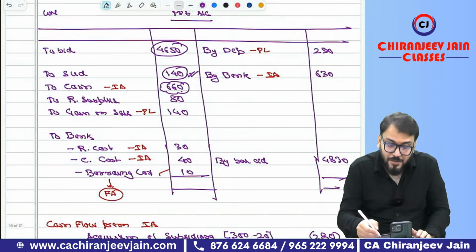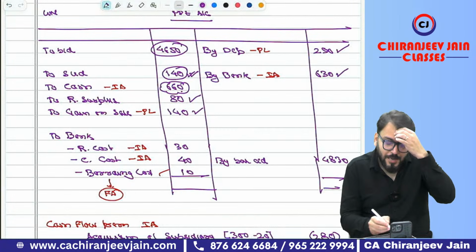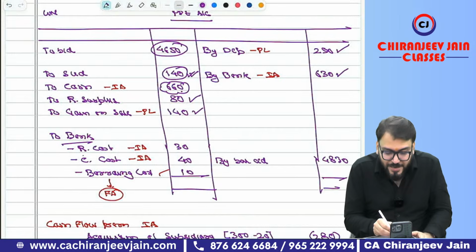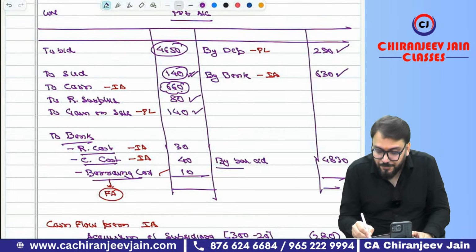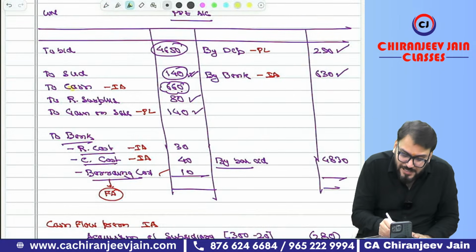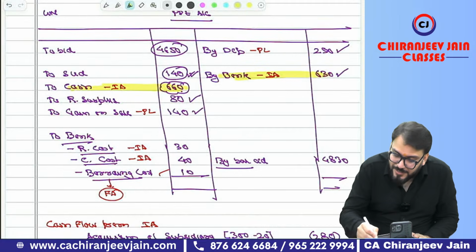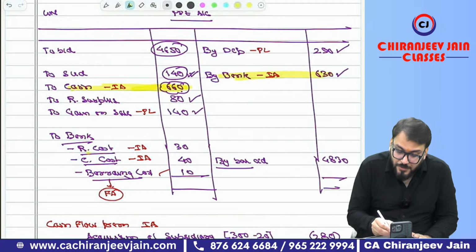Then revaluation surplus. Then gain on sale of PP 140 and by bank 630. Correct. Now by depreciation 290, and to bank there are three items: renovation cost, construction cost and borrowing cost, and by balance carried down. Now just try to understand what will be investing. This will be investing activity. The sale will be investing activity. This will also be investing activity. Construction cost will also be investing activity.